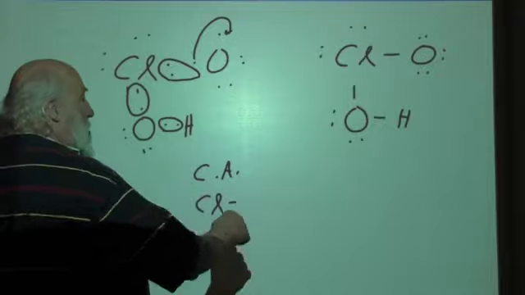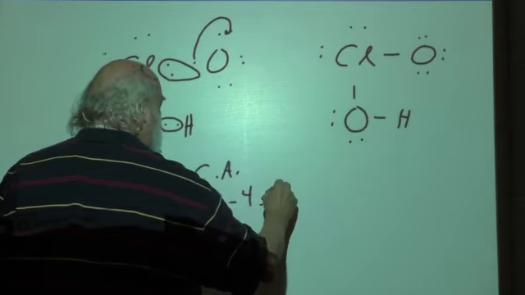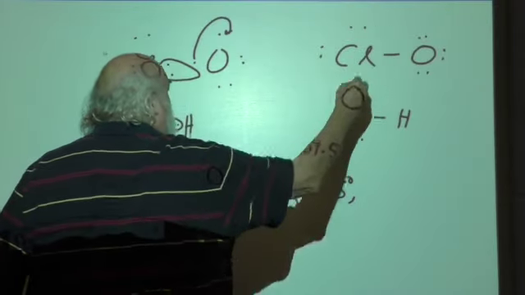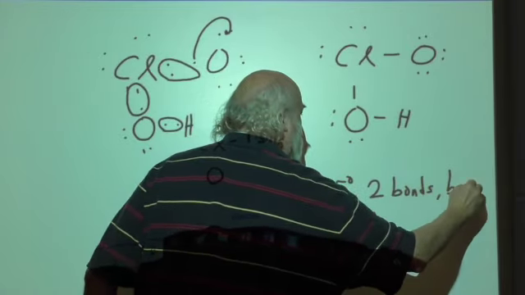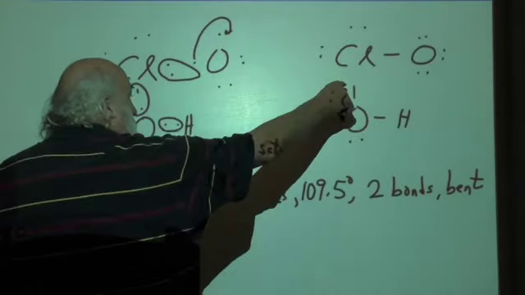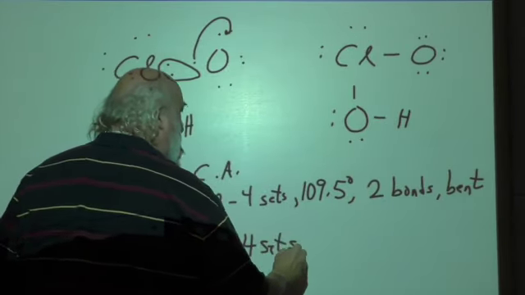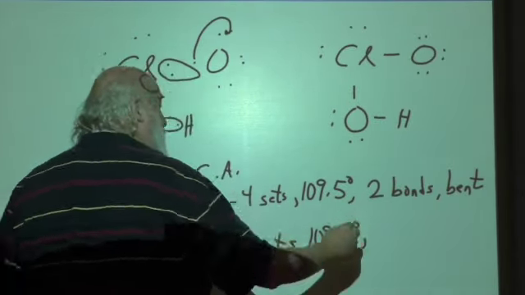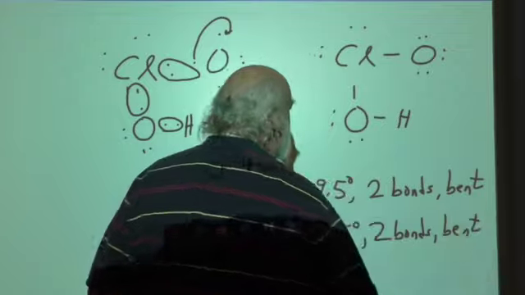So let's go through. Chlorine has 1, 2, 3, 4 locations where electrons are found. That's 4 sets of electrons. That means it's 109.5 degrees. We have 2 bonds on that chlorine. That means it's bent. Oxygen. 1, 2, 3, 4 sets of electrons around it as well. The bond angle then is 109.5 degrees anytime you have 4 sets. Again, we have 2 bonds. And this is going to be bent.